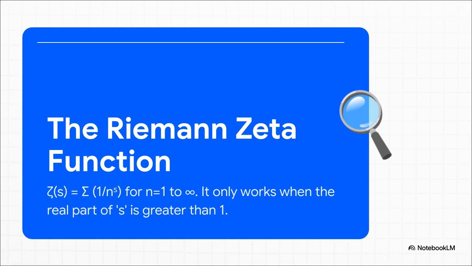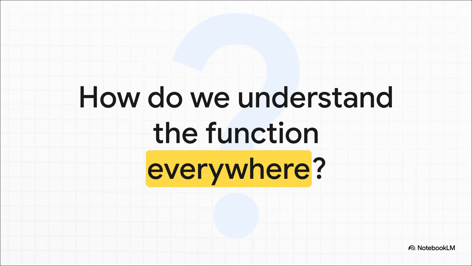But there's a catch. Of course there's a catch. This formula only works, it only converges, in a very specific part of the complex plane. And that is the big question, isn't it? We've got this incredibly important function, but it's like we're looking at a map of the world where we can only see Europe. What about the rest of it? To really get what this function is all about, we need a map that works everywhere. We need to find a way to extend its definition, a process that mathematicians call analytic continuation.